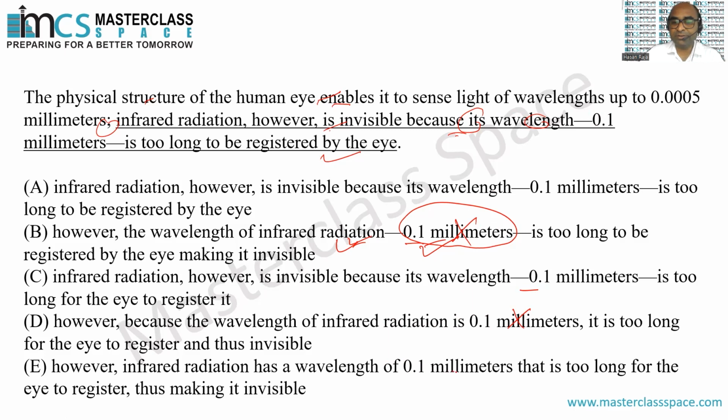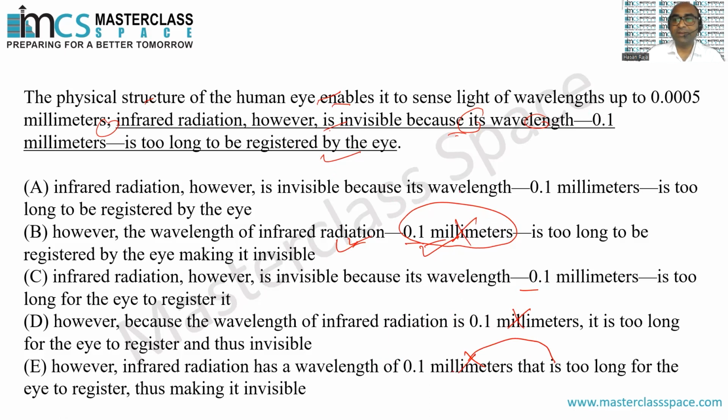Wavelength of 0.1 millimeter, that is too long. So millimeter is too long, right? Wavelength is too long, that should be the correct one. So because of the modifier, we have eliminated three options. So this is called marker strategy.